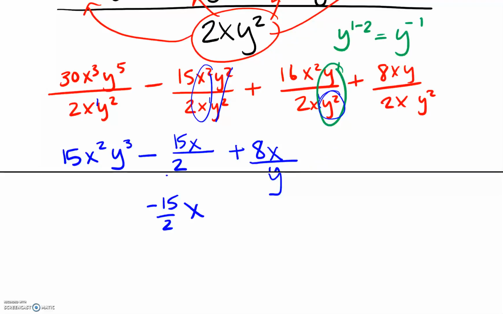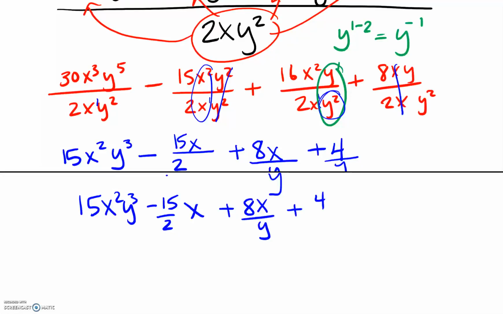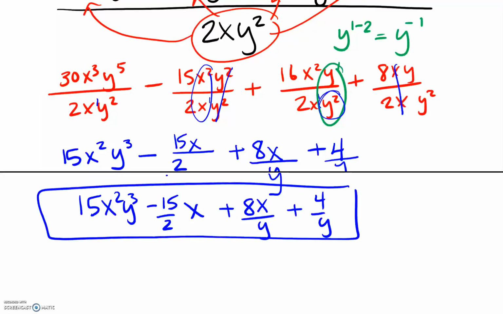And then the last term, similar again to the previous one. 8 does divide evenly by 2, so we end up with 4. The x's cancel and just turn into 1, right? That's just a factor of 1. And then again, we have y over y squared. Same deal, we're going to have y in our denominator. So your final answer, I'll go ahead and rewrite it down here since I was on that weird section, would look something like this.